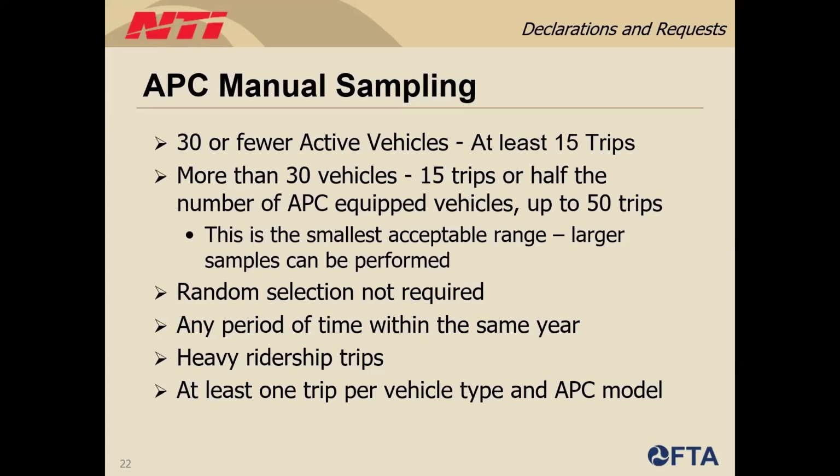For this manual sample, random selection of trips isn't required. You only have to meet the threshold of sampled trips. These trips can be from any period of time within the report year, but should include heavy ridership trips and at least 1 trip per vehicle type and APC model.